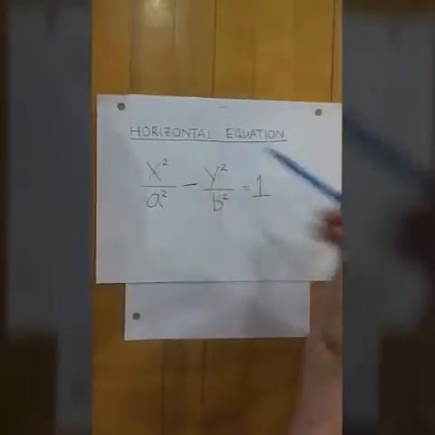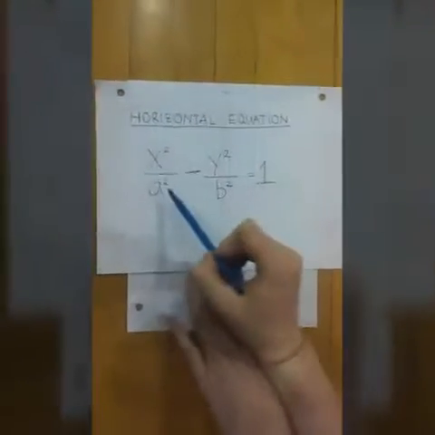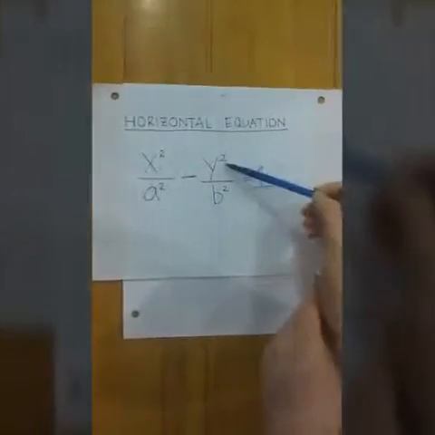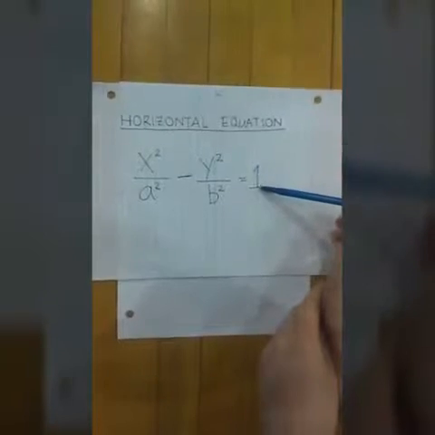Well, Paula, what do you know about horizontal and vertical play? Well, I don't know anything, Coach. We have a lot of work to do. Well, Paula, this is the equation for the horizontal play. X squared over a squared minus y squared over b squared equals 1.